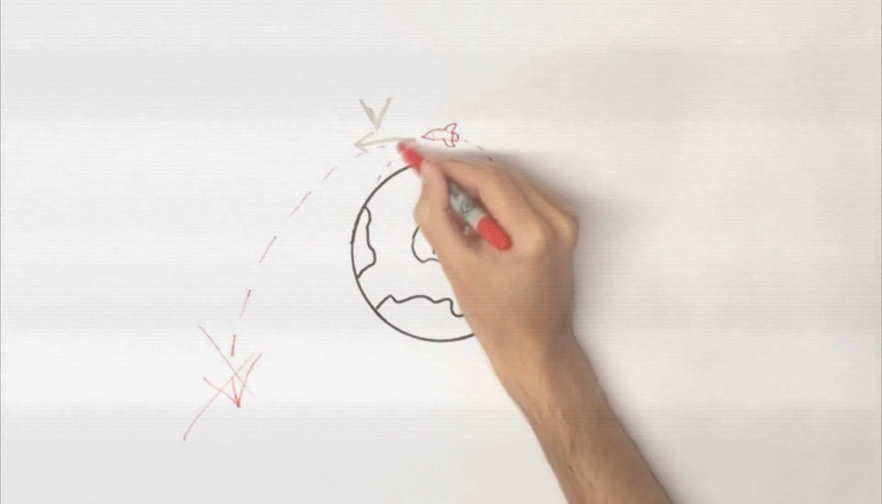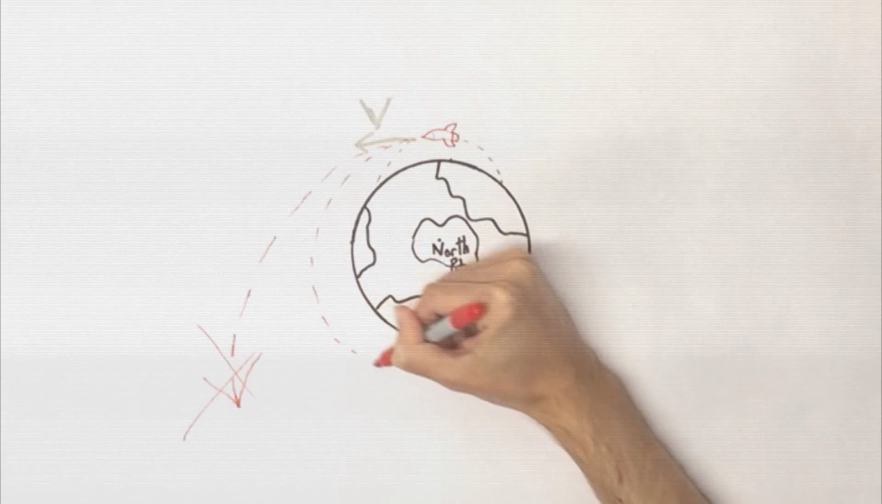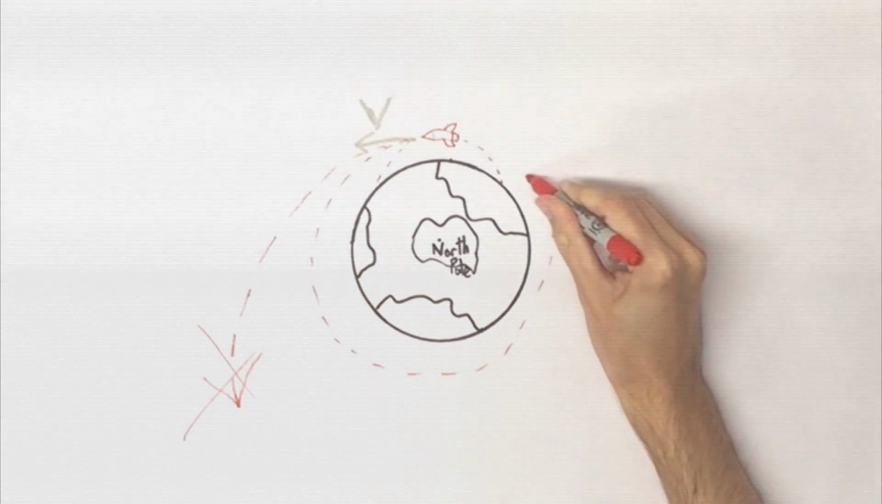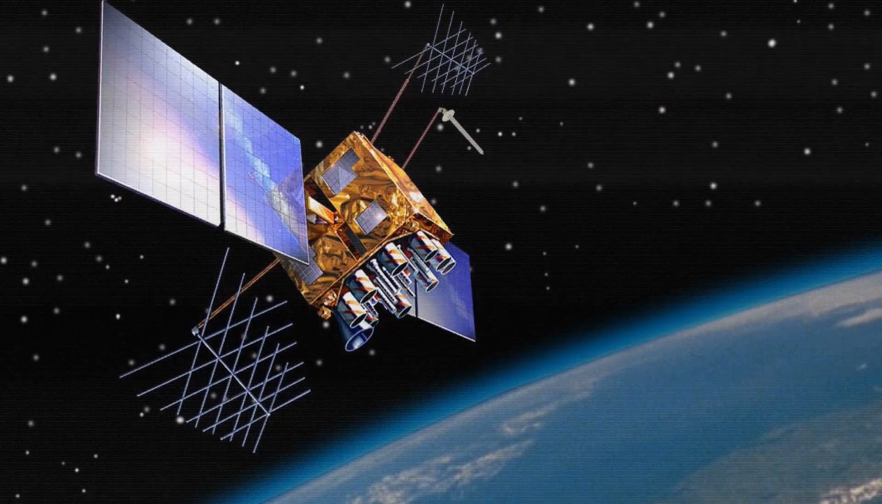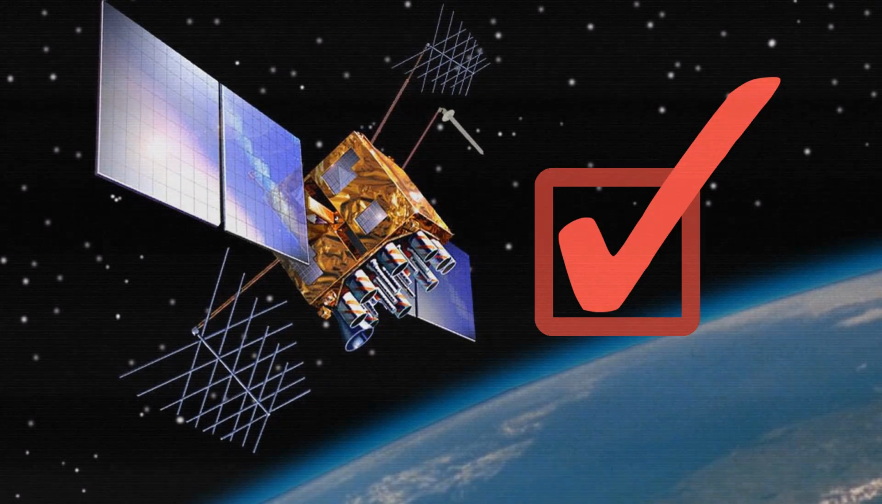If you can burn your thrusters just right, you will have enough horizontal velocity that as you fall back to Earth, you will fall around the very curvature of the planet. Congratulations, your device is in orbit. It's now a satellite.